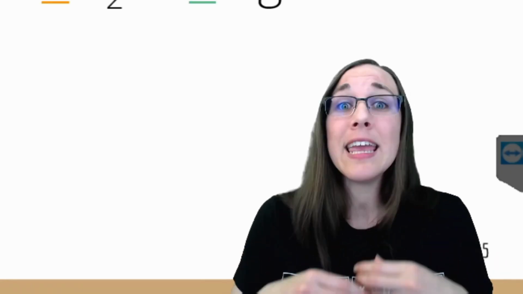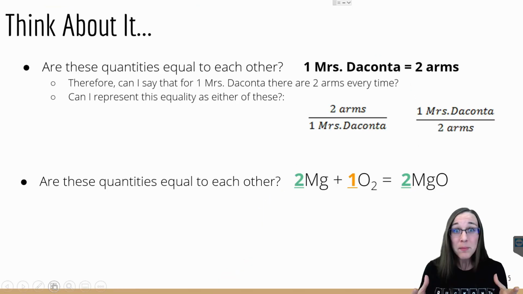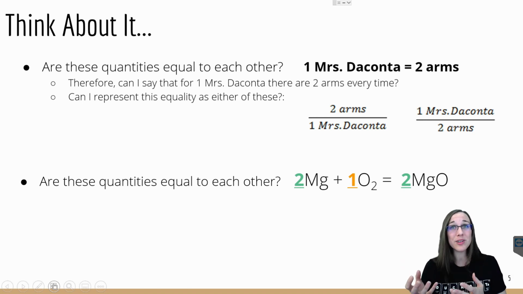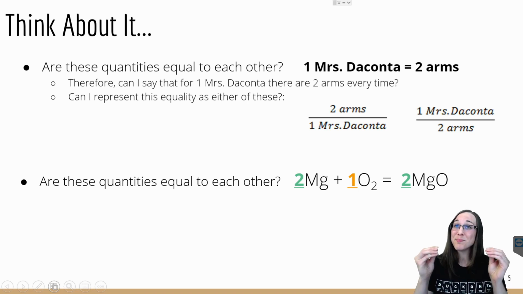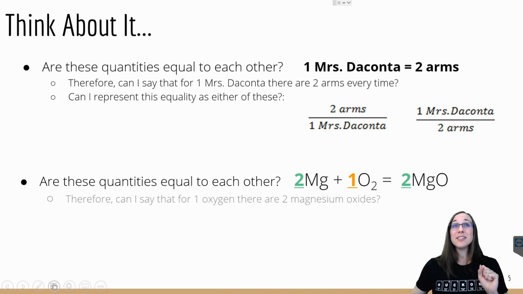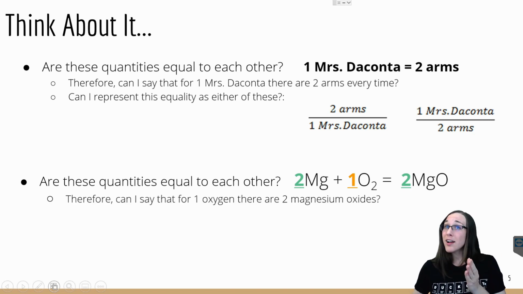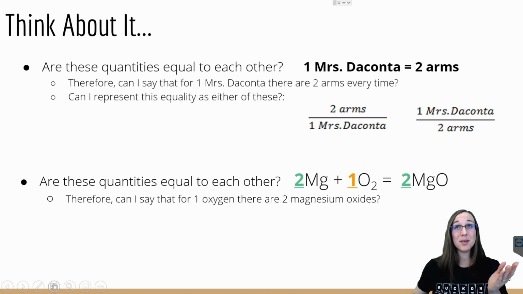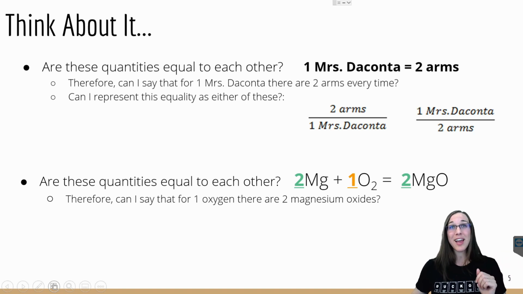Hopefully you're saying yes, emphatically, because the law of conservation of mass would dictate that whatever you start with, you have to end with. So of course the reactant side has to equal the product side. It has to be. There's literally no way we're going to break that law of conservation of mass. Therefore, we could say for every 1 oxygen, there are 2 magnesium oxides in this particular reaction.